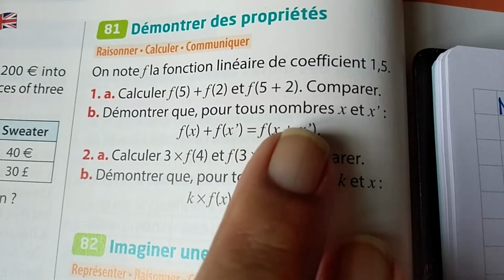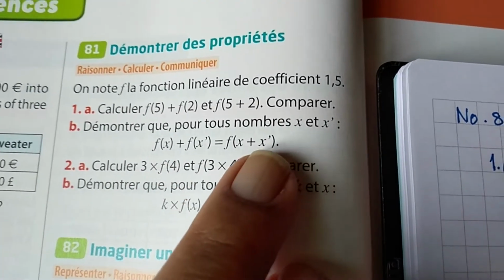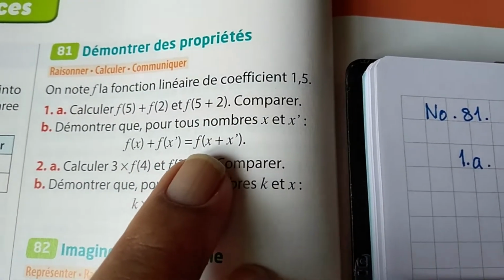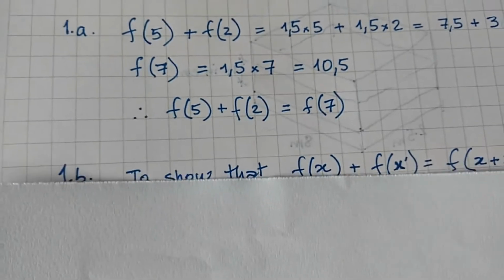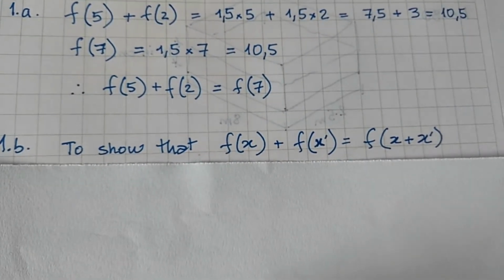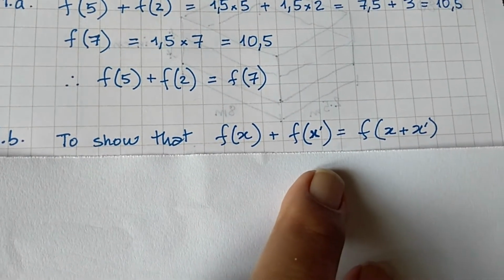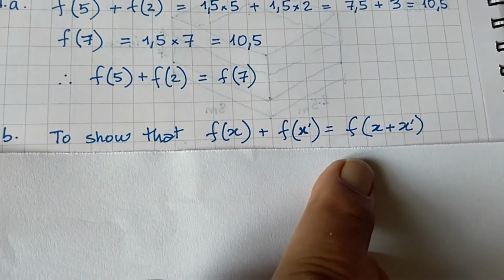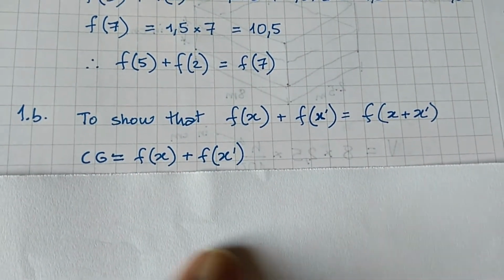Démontrer que pour tous nombres x et x prime, this equality is valid. So here is where you have to do a little bit of côté gauche, côté droite. So here you say to show, I write it in English, to show that f of x plus f of x prime is equal to f of x plus x prime. So let's take côté gauche.